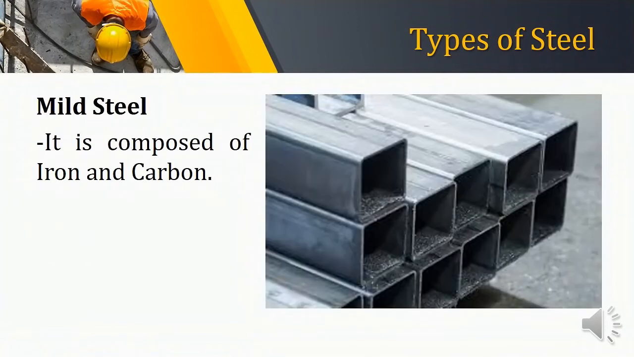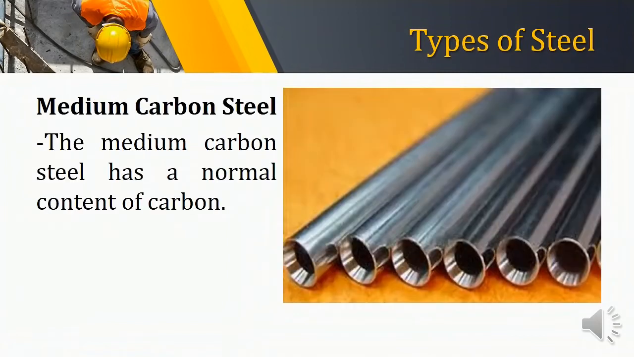And another one is the mild steel. It is composed of iron and carbon. So parang katulad lang din siya ng high carbon steel. Ano lang siya, low content of carbon. The medium carbon steel has a normal content of carbon. Yung carbon properties niya is not that compact, kaya hindi siya ganong katigasan, unlike high carbon steel.